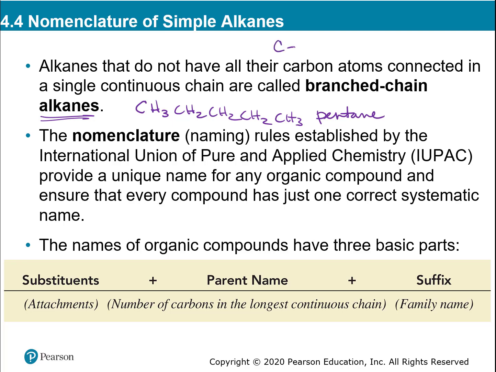But what if you have this? What if you have 4 carbons in a chain, but then off of one of these carbons is another carbon? So now they're not all in a row, not all in one single line. Now I've got a branch. So if there's a branch chain, we have to name the longest chain, and then we also have to name that non-hydrogen group that's hanging off.